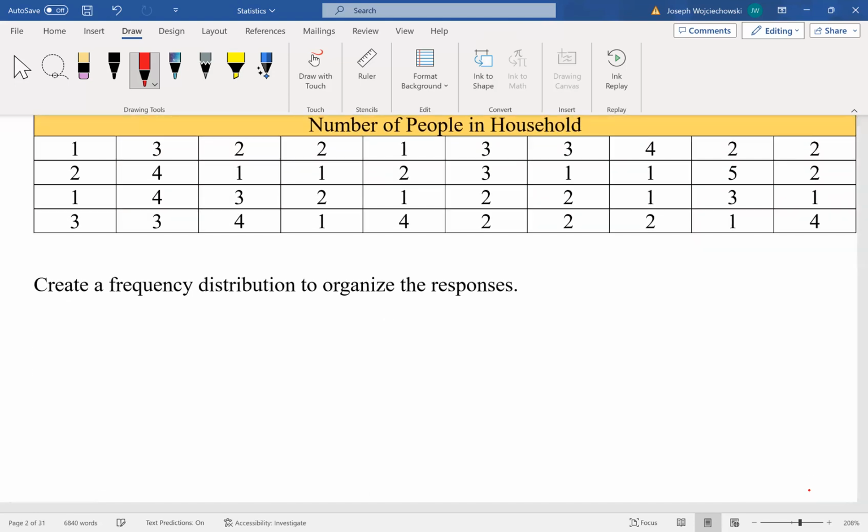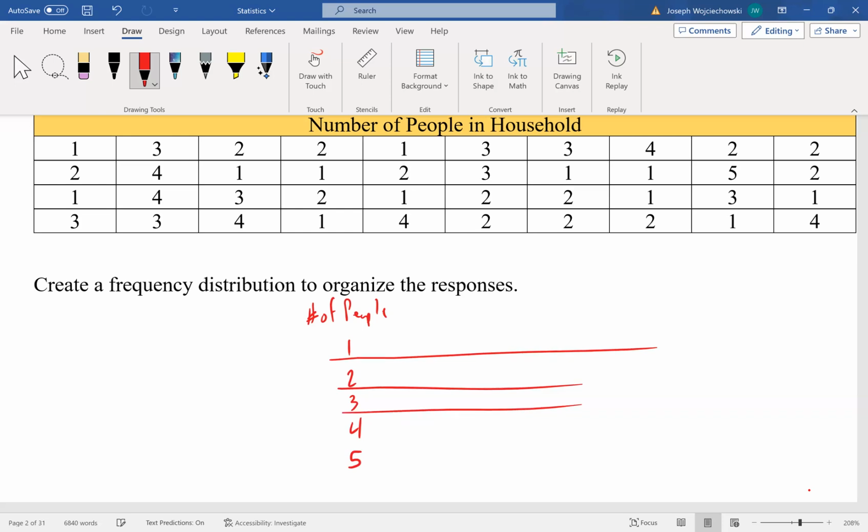So we'll go ahead and, well, we won't call it a category. We'll call it number of people. We have 1, 2, 3, 4, 5. And then we're going to have how often it occurred, frequency.